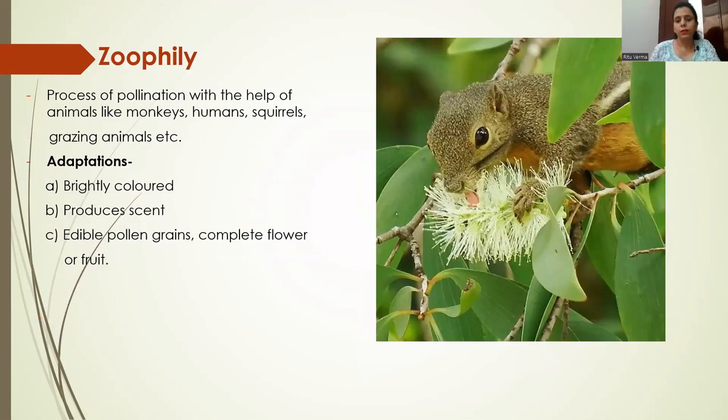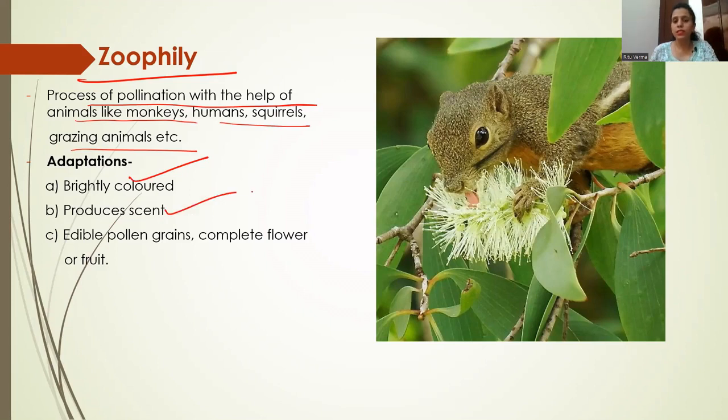The next type of pollinating agents are squirrels, or you can say, like, any animal. Okay, so when this pollination process, knowingly or unknowingly, is performed by animals, it is called zoophily. So zoophily is the process of pollination with the help of animals like monkeys, humans, squirrels, grazing animals, etc. Okay, and the adaptations are, obviously, in order to attract these animals, these flowers are brightly colored. Okay, they produce a scent, and then they produce edible pollen grains.